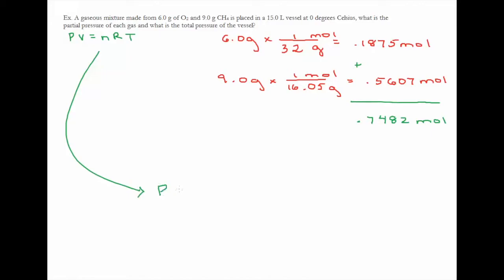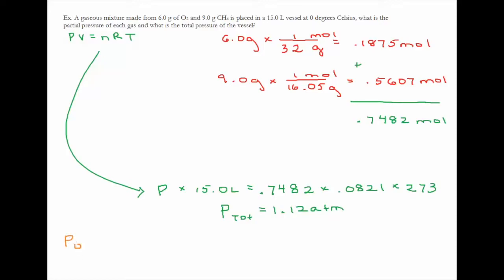So pressure times my volume, which is 15.0 liters, equals my total number of moles, which is 0.7482, times my R, which is 0.0821, times my temperature in Kelvin, which is 273. And so my total pressure, my P total, is going to be 1.12 atmospheres. Okay? And just to use the concept that I introduced just a second ago, I'm actually going to take this total pressure and I'm going to find each individual partial pressure by using the mole fraction.